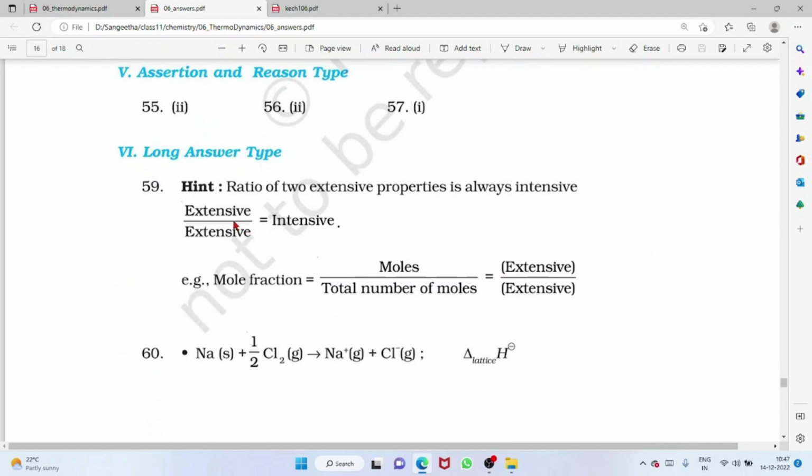So when extensive is divided by extensive, it will become intensive. Okay, mole fraction is intensive. Then moles and total number of moles, these are all extensive property.